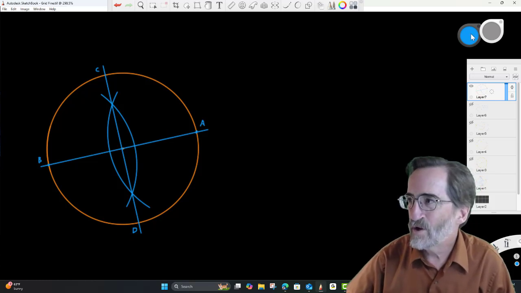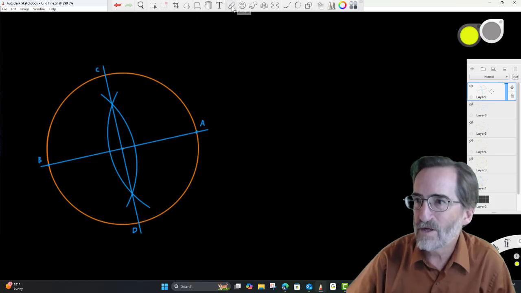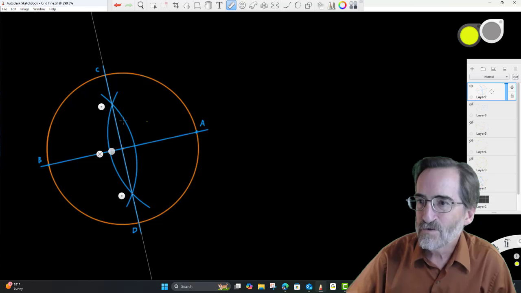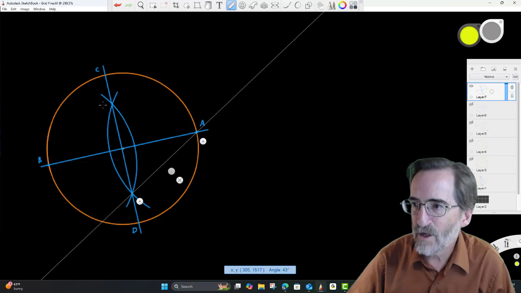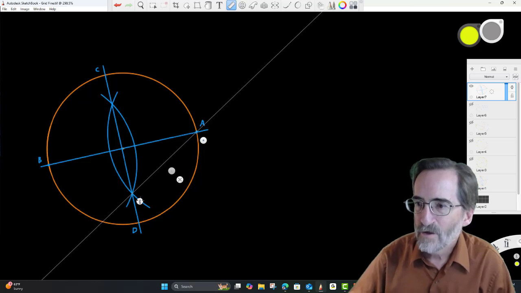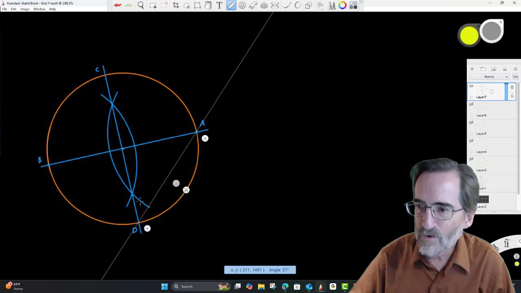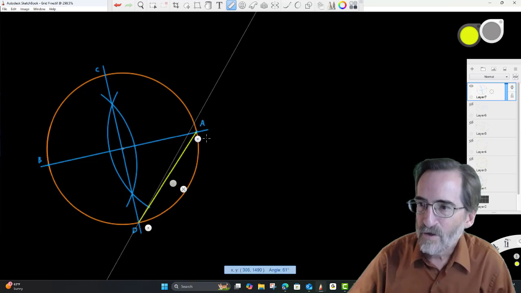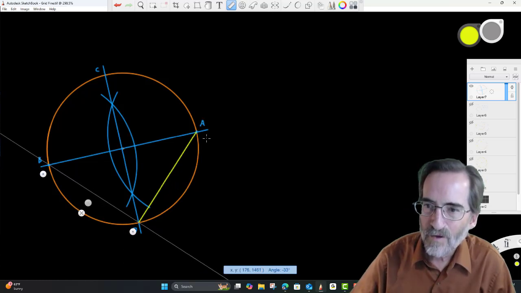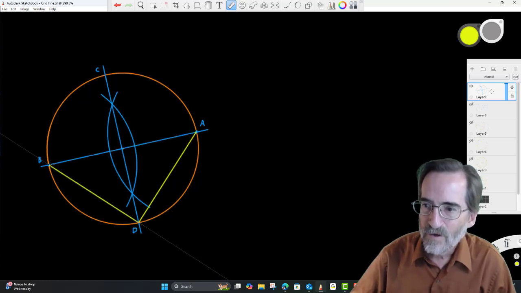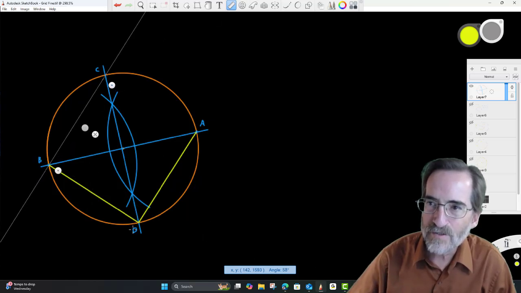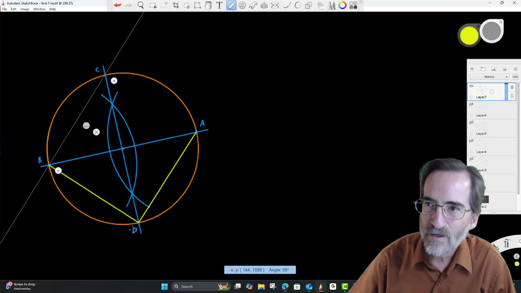And now I'm going to connect points A, D, B, and C to form a polygon, in particular a quadrilateral. And I'm going to argue that this quadrilateral is a square. It is a square. We don't have, at this point in the course, enough knowledge to prove that it is, but I can demonstrate that it is.